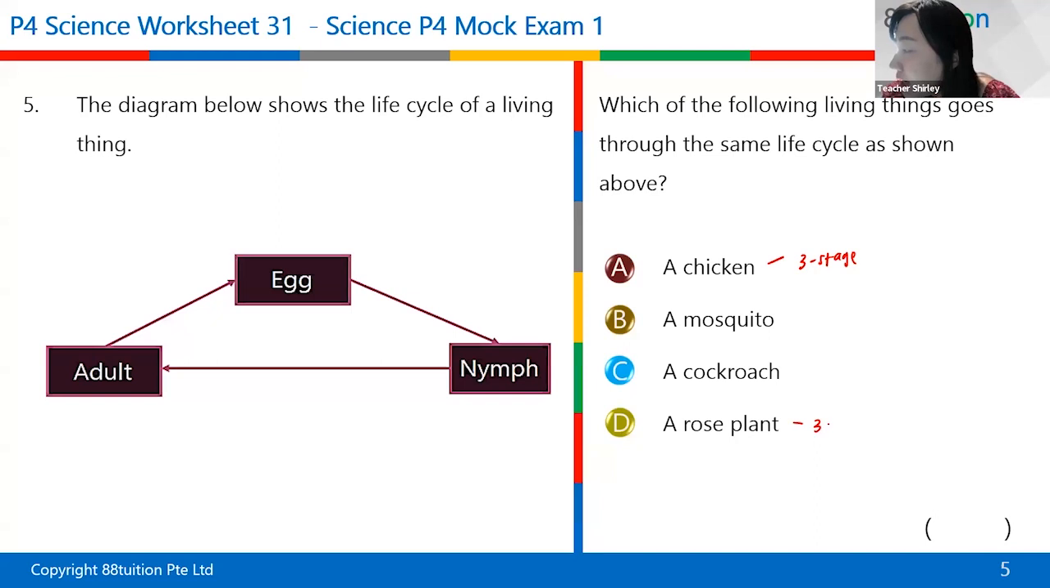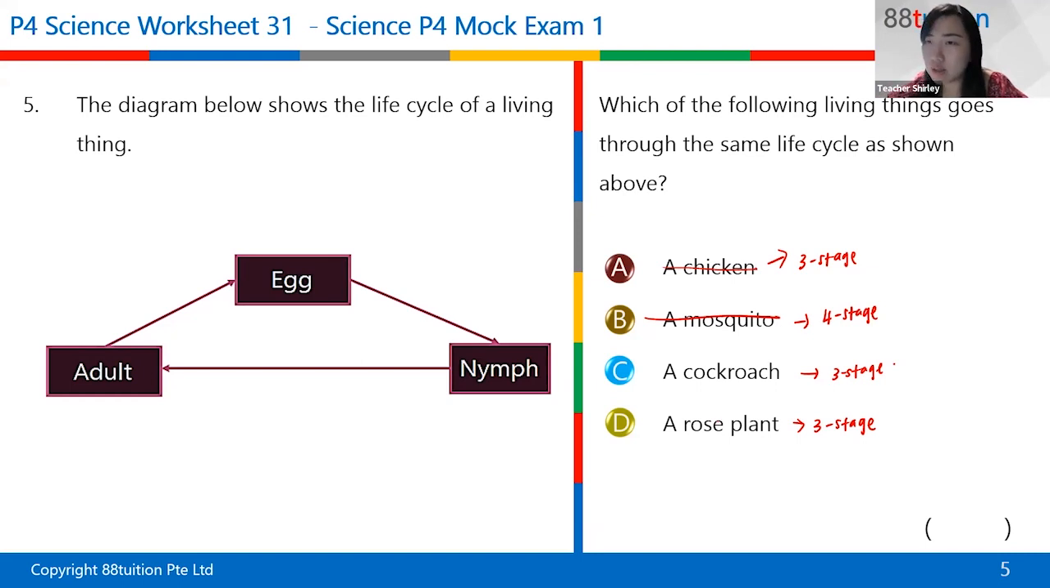Right? Although a chicken is 3-stage, a rose plant generally is 3-stage. Mosquito is a 4-stage. Of course, we will not include mosquito. Mosquito is out because this is a 3-stage. Cockroach is also a 3-stage. Now, although chicken is a 3-stage, we don't call it a chicken nymph. Okay, it's either an egg, a chick, or a chicken, right? So this is out.